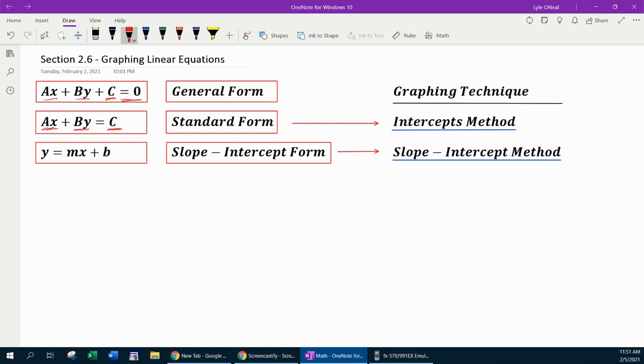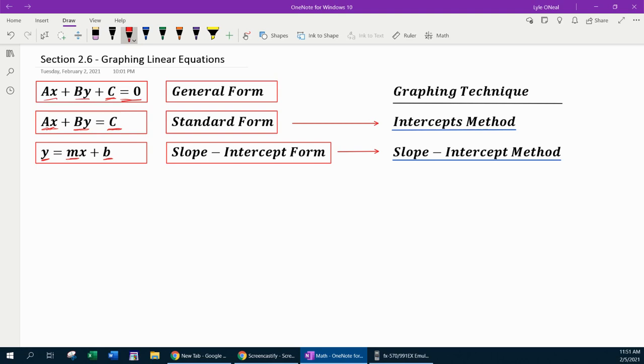And last we have slope-intercept form. The thing you need to notice about slope-intercept form is that we have y by itself. So if you've got y equals some stuff, then that's going to be slope-intercept form, where m is the slope and b is the y-intercept.